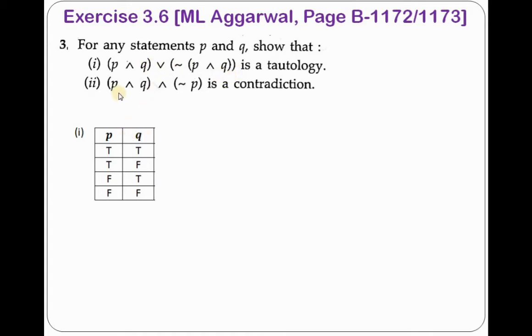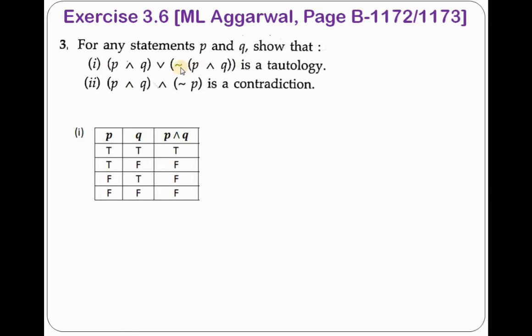So P and Q is there inside the bracket, and here also we have P and Q. Basically we'll first find what is P and Q. We know that P and Q is this one. AND will be true if both the component statements are true, otherwise it will be false. Okay, so this is found.